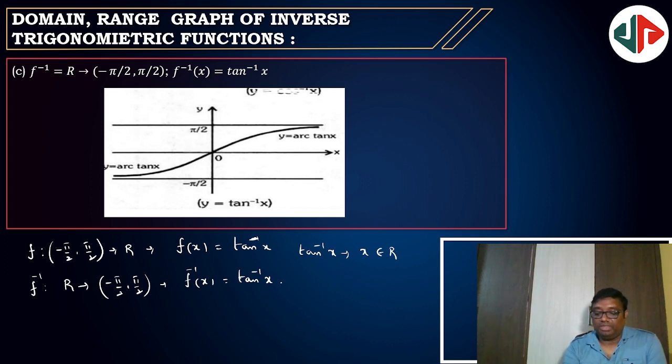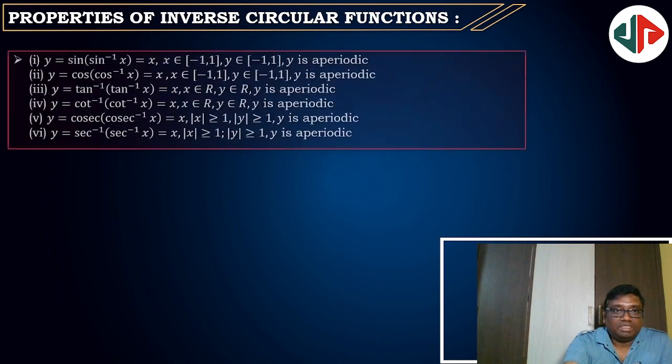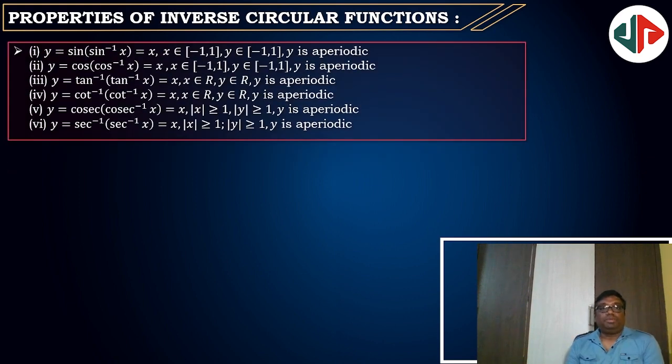So the graph will be like this. Based upon this concept, just recollect some important properties of inverse trigonometry functions. So y is equal to sine inverse of x is always equal to x when x belongs to minus 1 comma 1 and y belongs to minus 1 comma 1. Sir, how is this? So I will explain one case, and the remaining conditions will be the same.